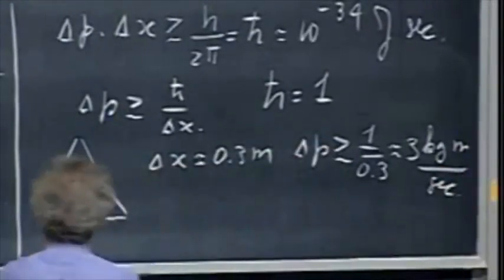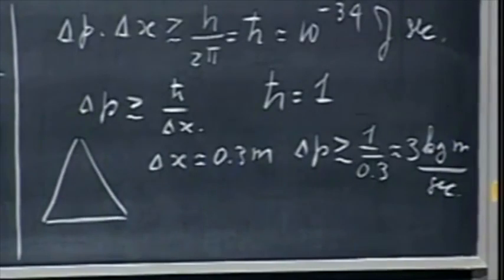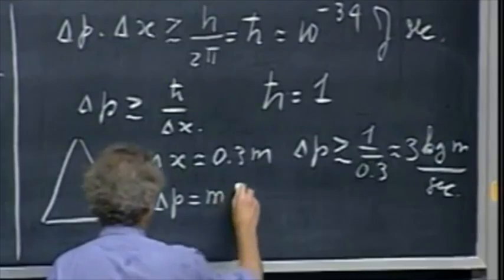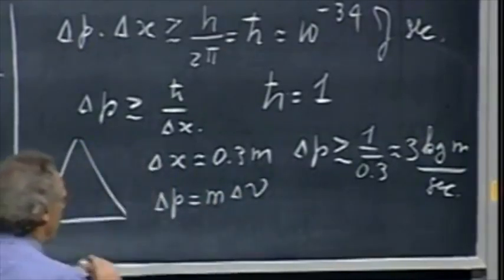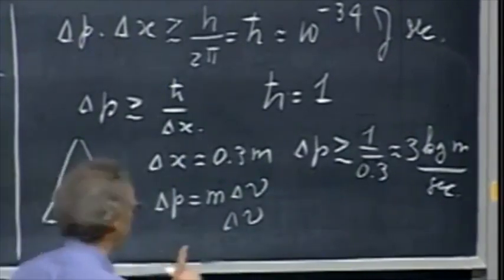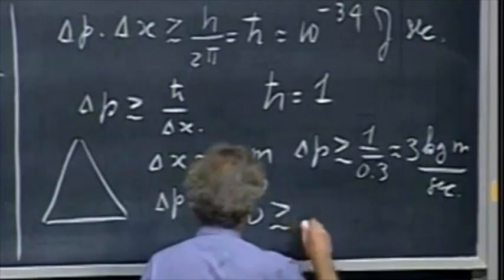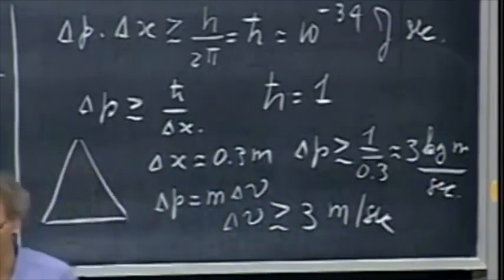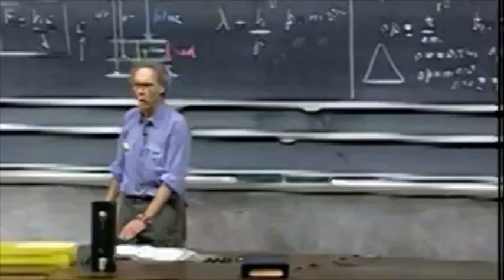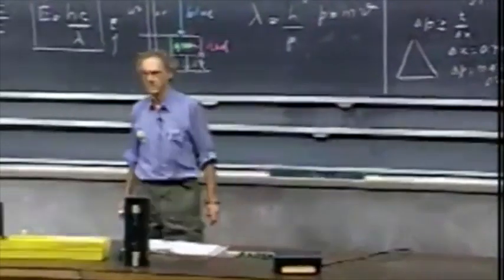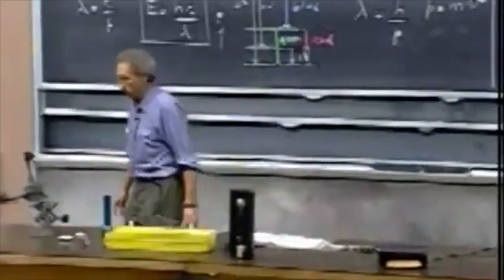Now, if we give the billiard ball a mass of 1 kilogram, then delta p is m delta v. And so if m is 1 kilogram, then the speed of that billiard ball is undetermined, according to Heisenberg's uncertainty principle, by at least approximately 3 meters per second. 3 meters per second, that means 7 miles per hour. And so that billiard ball will go around like crazy in that triangle. And that's exactly what happens in the dream.